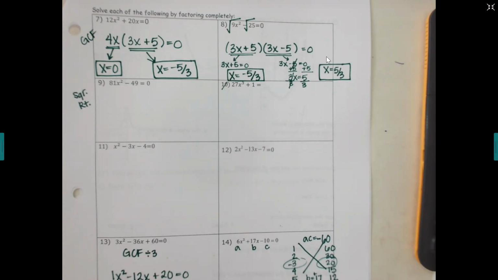Okay, actually, I just looked at your test and that formula is not on there. So we're gonna skip that one. So if you just want to cross out number 10, that one's not on your test.